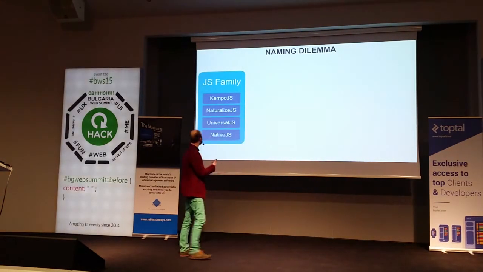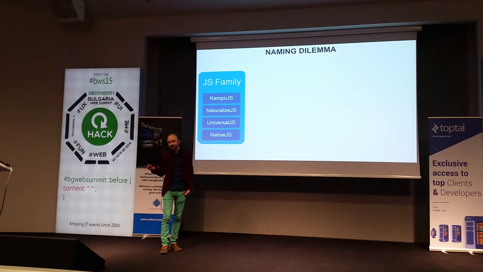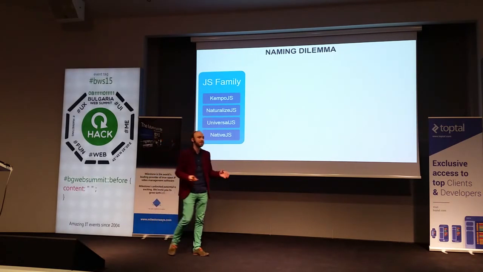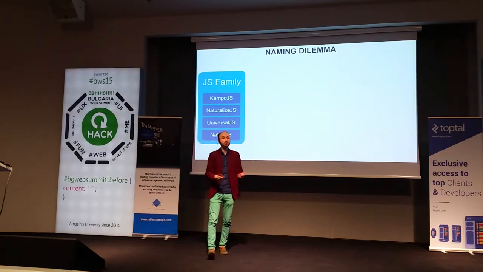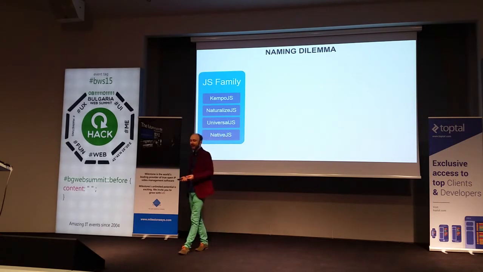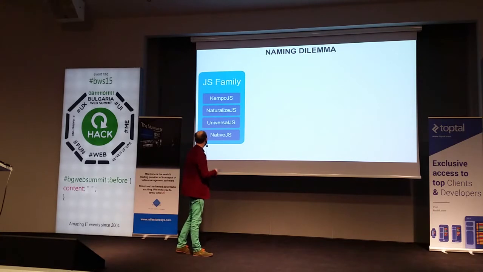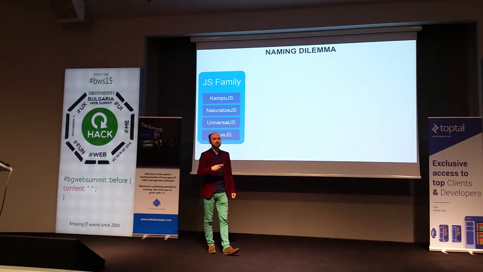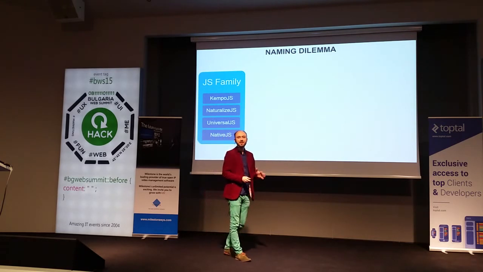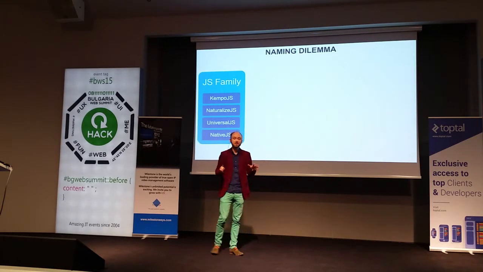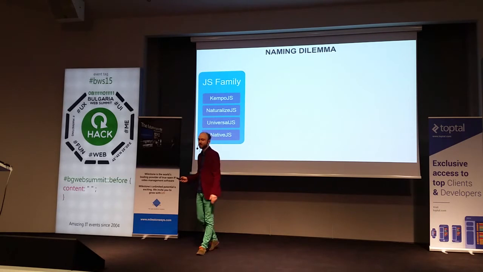We had an internal contest and we were sending emails around on who can come up with the best name. There was no prize, just pride. And we came up with Kempo.js, Visualize.js, Universal.js, and Native.js. You can see the pattern, right? But they weren't good enough because we're after much more than just yet another JavaScript library. We have to build a proper framework.